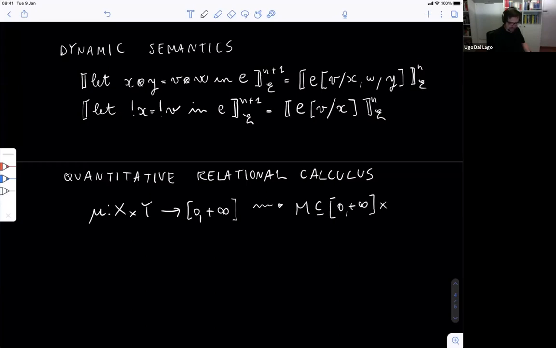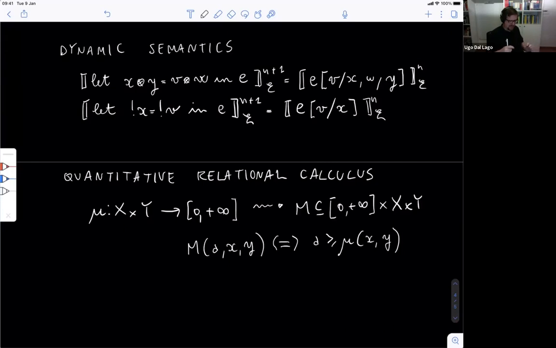So, a subset of the Cartesian product of zero to infinity, first component x, second component y, third component. And what does it mean to go from one to the other? Well, starting from mu, you can get m by saying that m a x y holds if and only if a is an upper bound on the actual distance of x and y. So m is a ternary relation. The first component is anything which is greater or equal to the actual distance between x and y.